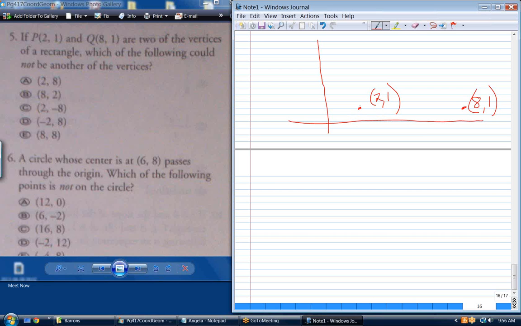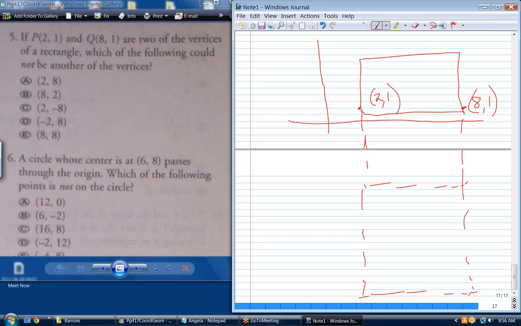So this can be something like this, or again, something like this, and that's it. No, it could be something all the way down to there also. Okay, so first thing right off that we should notice is that the y-coordinate on these points has to be the same.